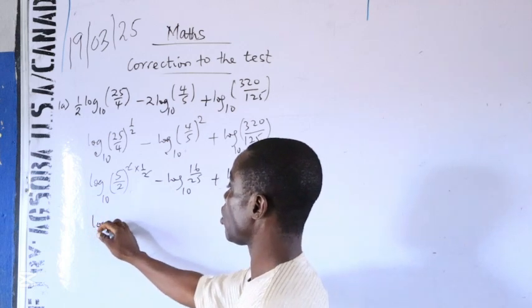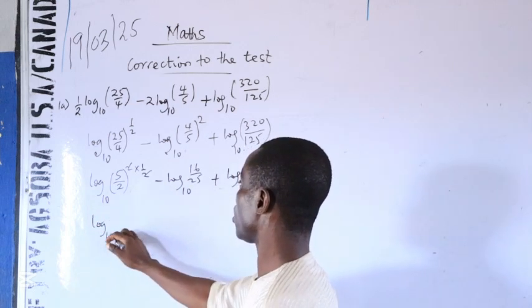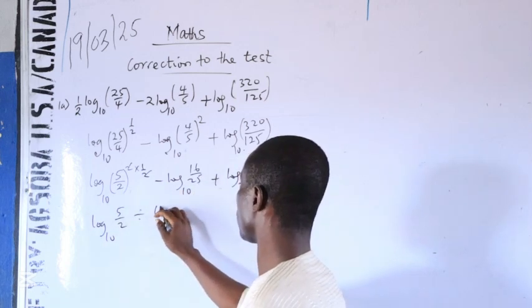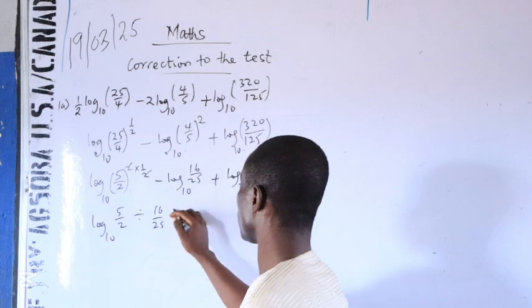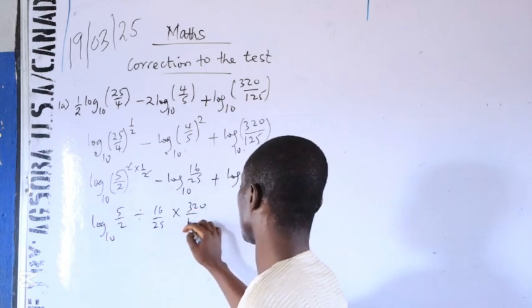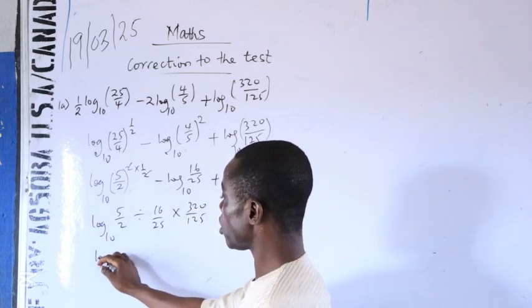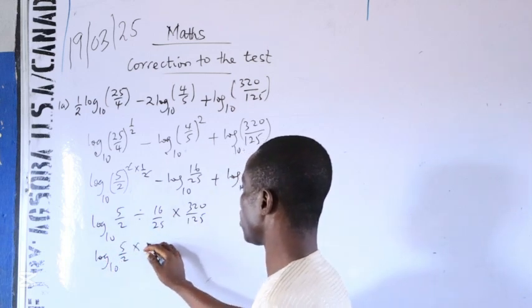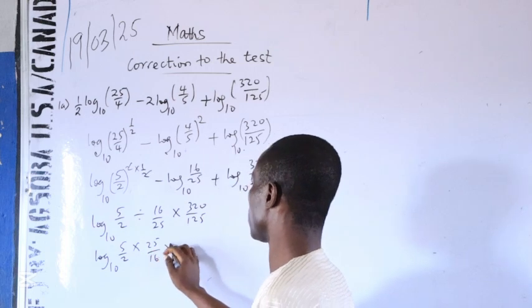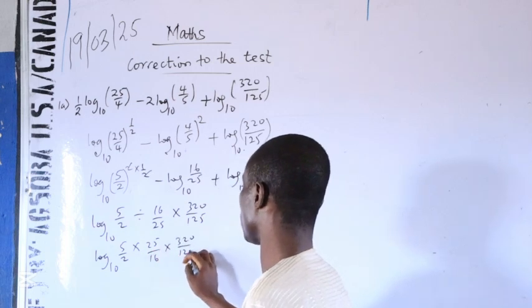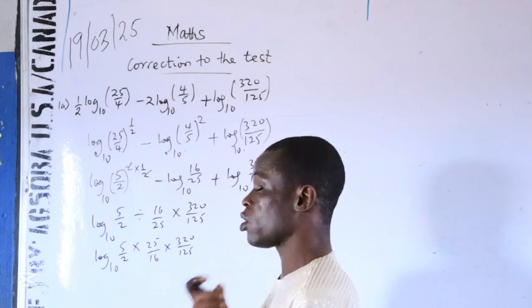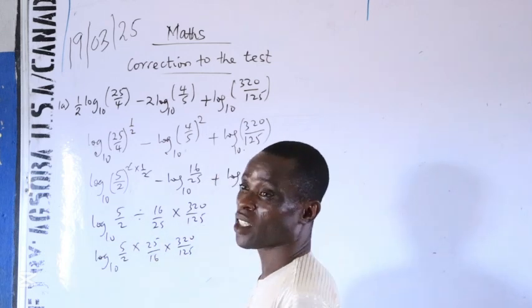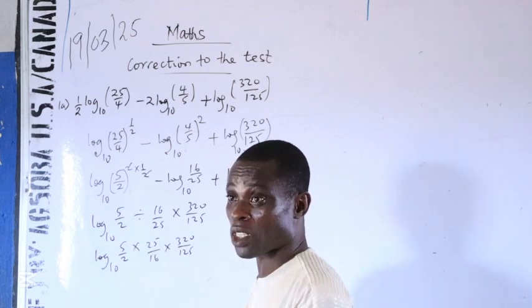So with that, now that we have the common base 10, this is log 5 over 2. Minus we change to division, 16 over 25, plus we change to times, 320 over 125. Then we have log base 10, 5 over 2, division we change to times, then you reverse this, 25 over 16, times 320 over 125. Although the question says without using calculator or table, I can perform this operation without using a calculator.